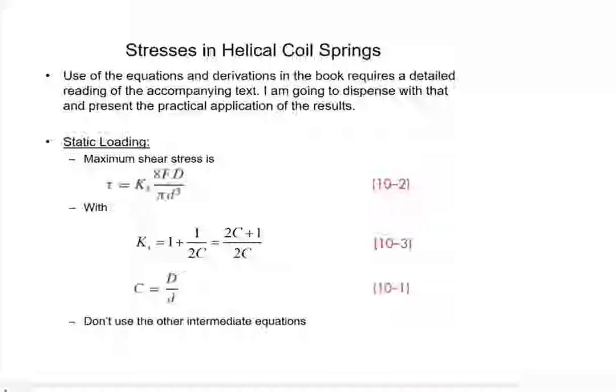So obviously, if torsion is a big deal for helical coil springs, we would be interested in maximum shear stress, and in particular for static loading. So we're looking at stresses in these helical coil springs. We're going to start with static loading and identify the maximum shear stress. And here we've got a couple of things, K sub S, for instance. So really you'd start down here. This would be step one, identify C. And this is the nominal coil diameter, and this is the wire diameter.